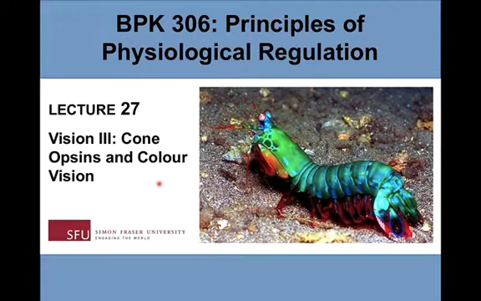So thank you for your patience, and let's continue on with our third vision lecture and talk about color vision and the cone options. So some of you might recognize this little guy over here. This is a mantis shrimp. And as you probably know, and we'll revisit today, we have three cone options. And that gives us a pretty spectacular range of colors that we can visualize.